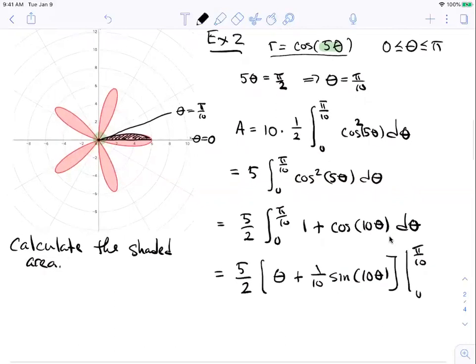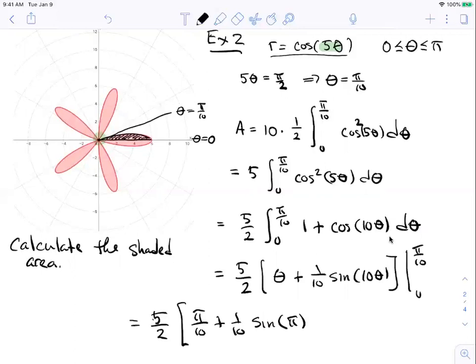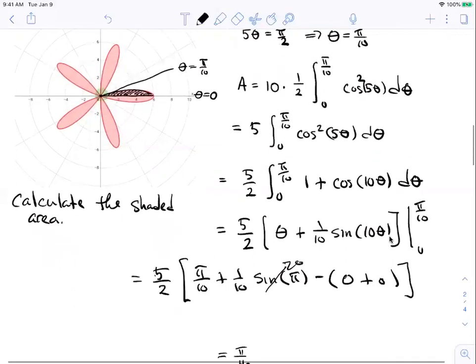Okay. So if I give myself some more room here, that's 5/2 plugging in pi over 10 for theta. I get pi over 10 plus 1/10 the sine of 10 times pi over 10, which is pi. Minus plugging in 0 for theta, I would get 0 plus 0. The sine of 0 is 0. Sine of pi is 0. So we end up getting 5/2 times a tenth.